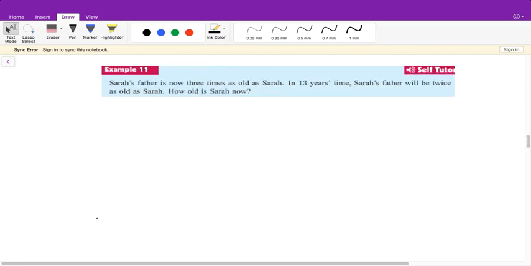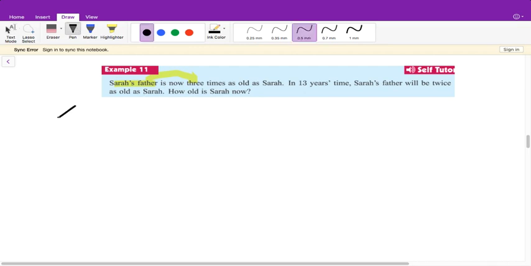All right, now the next problem says Sarah's father is now 3 times as old as Sarah. In 13 years' time, Sarah's father will be twice as old as Sarah. How old is Sarah now? So if you notice, we keep saying that Sarah's father is 3 times as old as Sarah, so that means we should be representing our years as Sarah, because we're using Sarah to describe how old Sarah's father is.